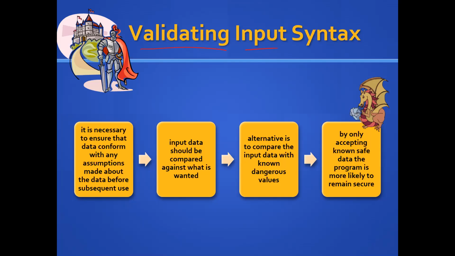By only accepting known safe data, the program is more likely to remain secure. This is why drop-downs are always preferred, because a drop-down is only accepting known safe data. Whenever you have a text box, remember, a user can type whatever they want in a text box. And it's very critical that you get those right, because you can really compromise your site. Okay.